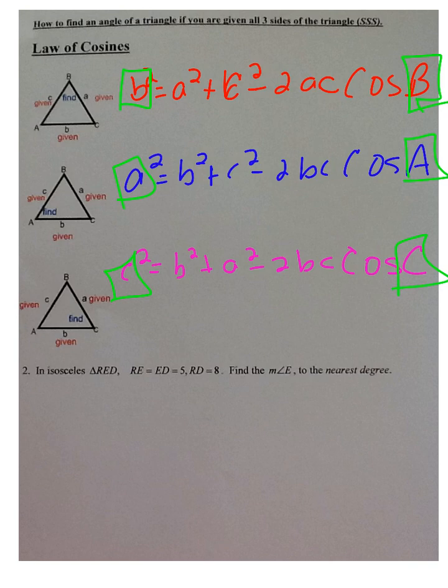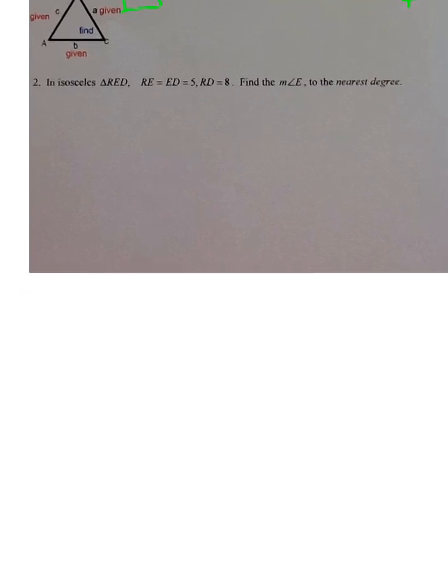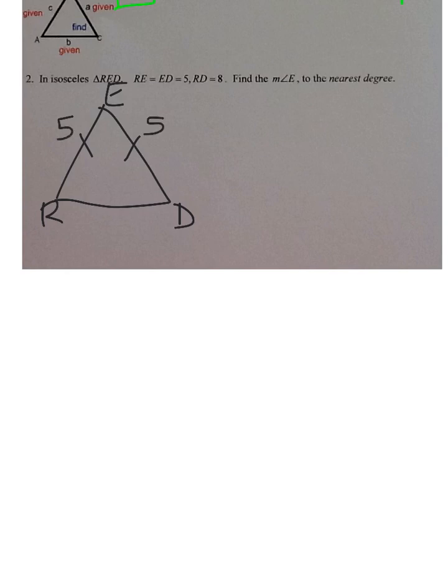So let's take a look at the first example. So we have isosceles triangle RED. RE and ED are equal, and they're equal to 5. RD is equal to 8. Find the measure of angle E to the nearest degree. So let's draw a triangle. So I have in my triangle R, E, and D. RE and ED are equal. They're the congruent sides, and they're both 5. RD is 8, and I'm looking for angle E.